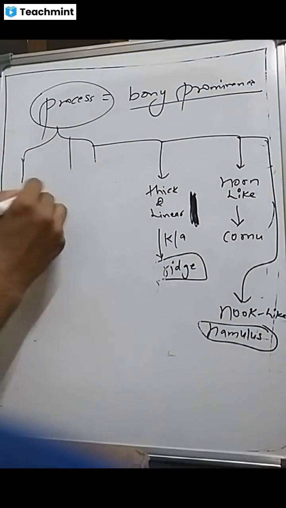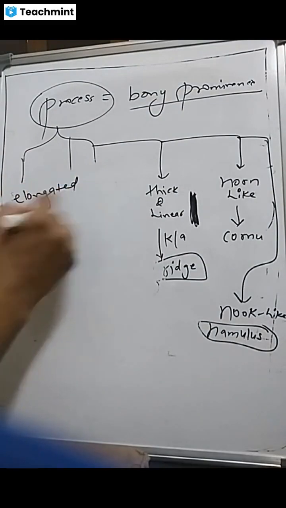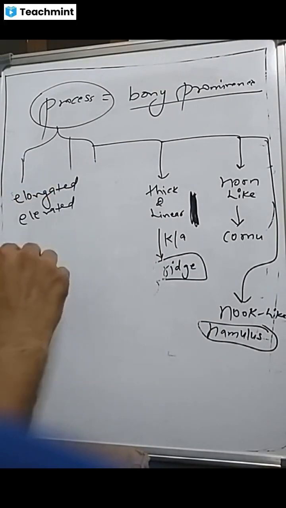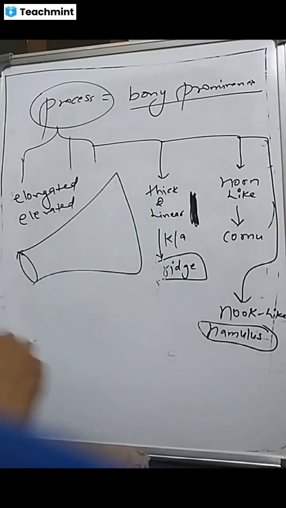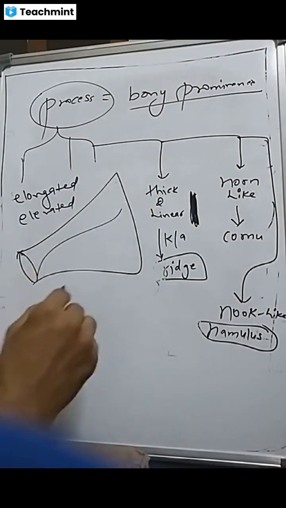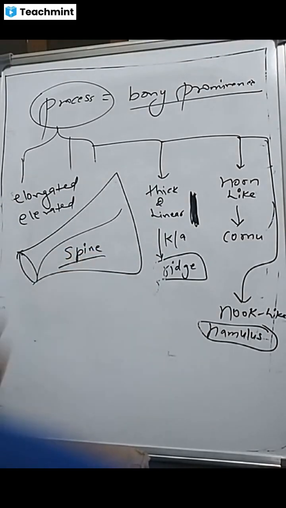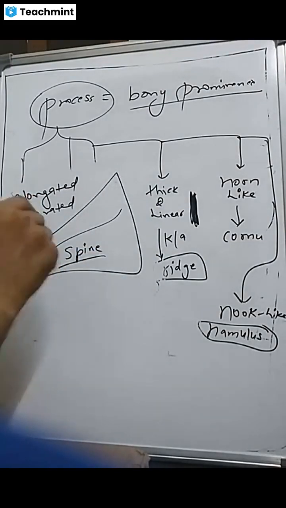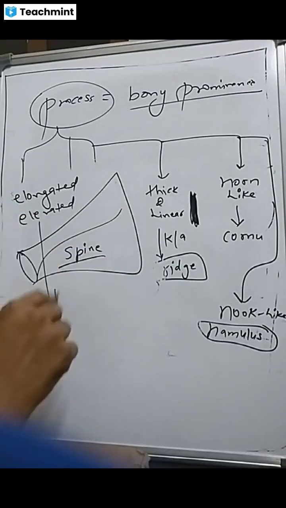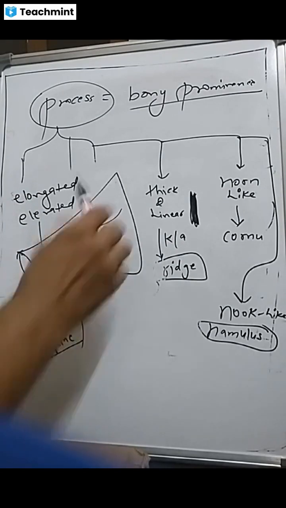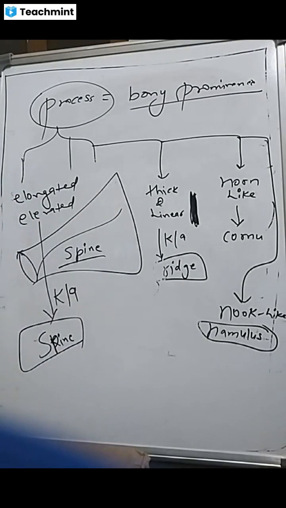It is elongated, and also, for example, this is the scapula. What is this? Spine. Then elevated. This process is known as spine. Example is the scapula.